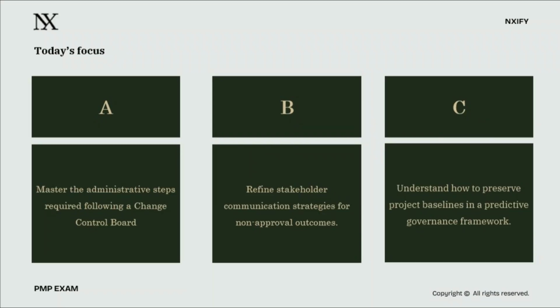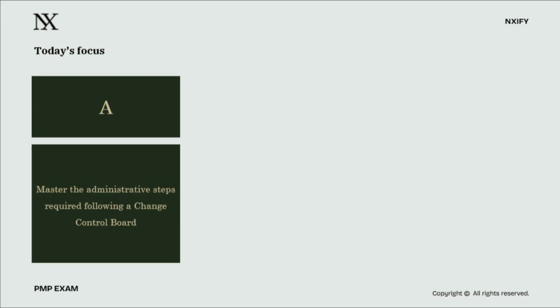Here's our roadmap. Take a look at these 3 columns. This is your mission briefing for the hospital launch and our roadmap for today's focus. Column A, master the administrative protocol. Essentially, every administrative step required following a change control board decision.